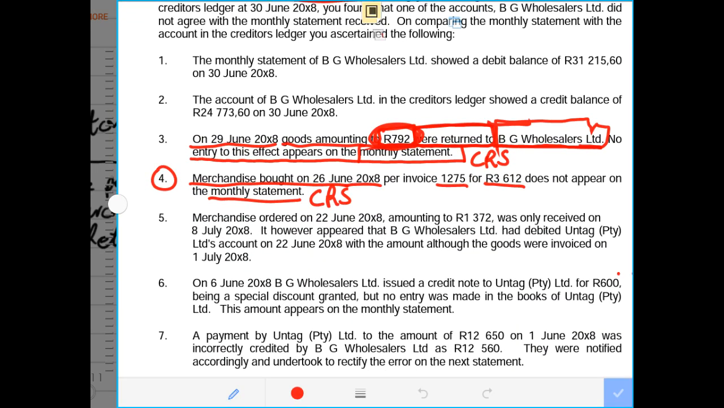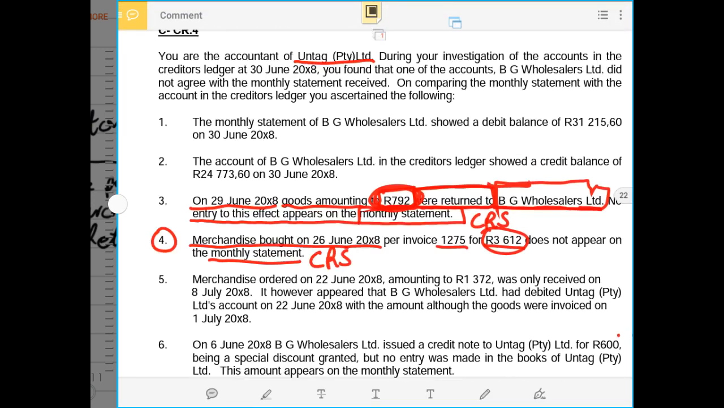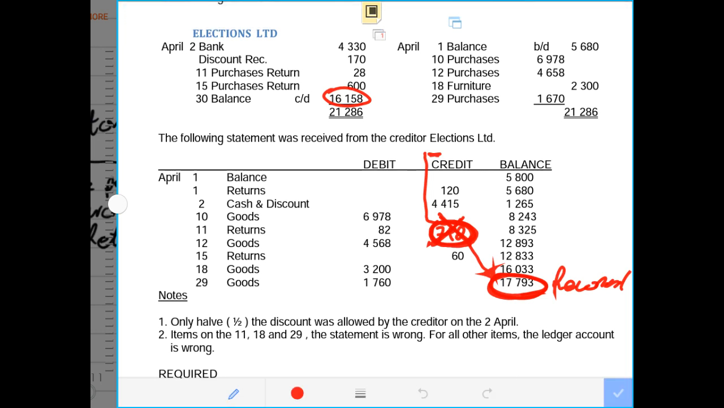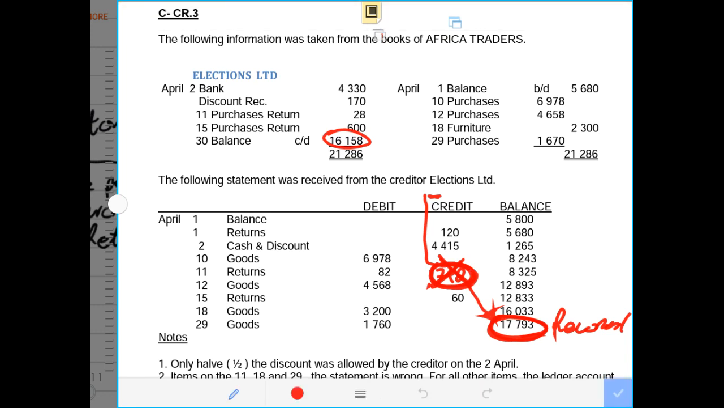And I want to go again to number 4. We bought inventory per invoice 1275, and this inventory was worth 3,612 and it does not appear on the statement. What does that mean? If we buy inventory, in the ledger account of the creditors control, purchases are on the credit side of the ledger account. So now this will be Election Ltd.